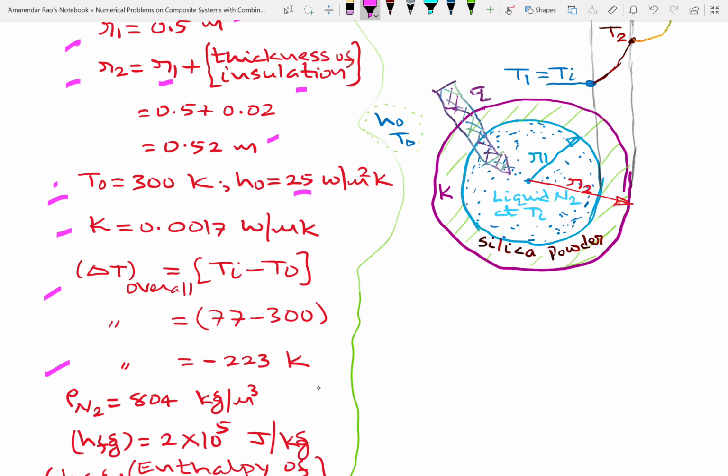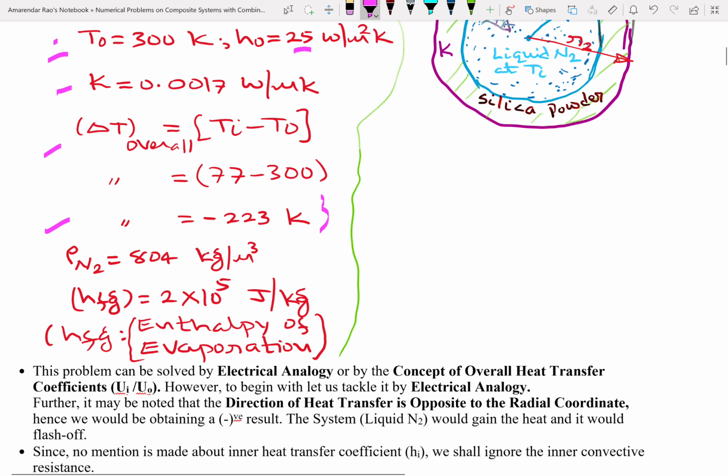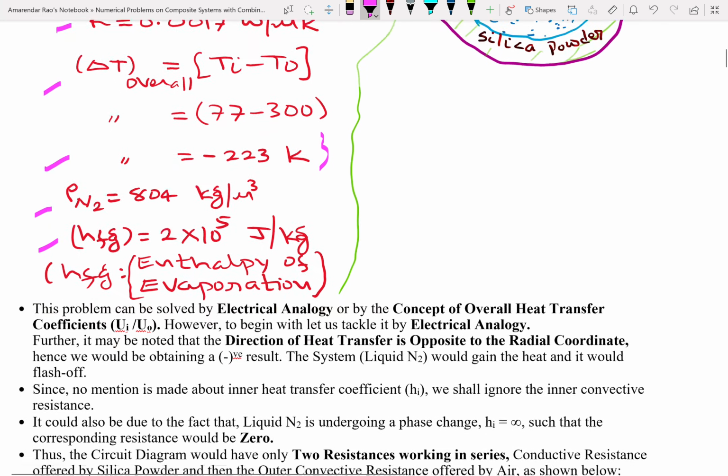So a negative temperature gradient indicates that the direction of heat transfer will be opposite. It will be coming into the system. In other sense, the system is going to gain the heat. Then density of liquid nitrogen, 804 kg per meter cube. Then hfg, that is enthalpy of evaporation, is 2 into 10 power 5 joules per kg.